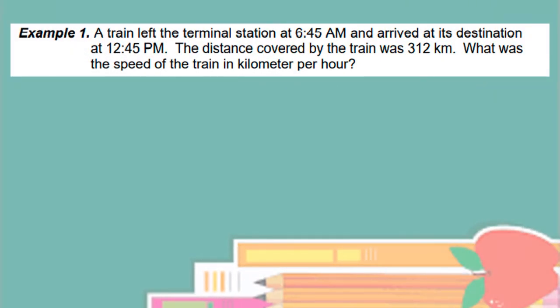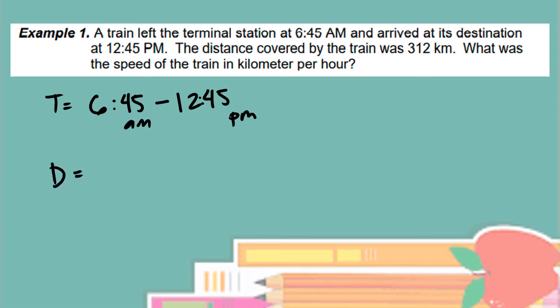A train left the terminal station at 6:45 a.m. and arrived at its destination at 12:45 p.m. The distance covered by the train was 312 km. What was the speed of the train in kilometer per hour? So it left at 6:45 and arrived at the destination at 12:45. So we have time. Yung time natin is from 6:45 to 12:45. This is AM, this is PM. And then we have the covered distance.